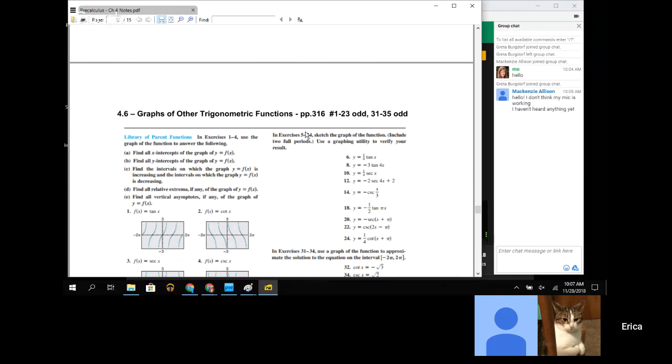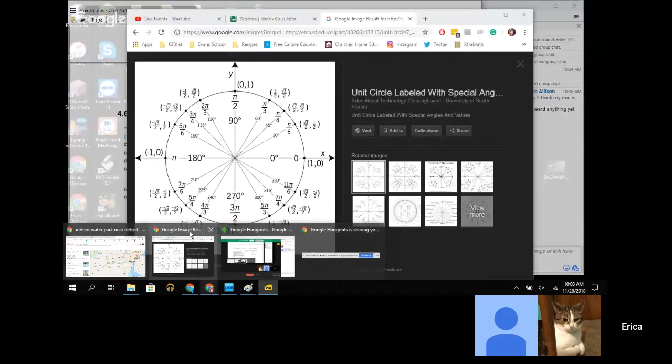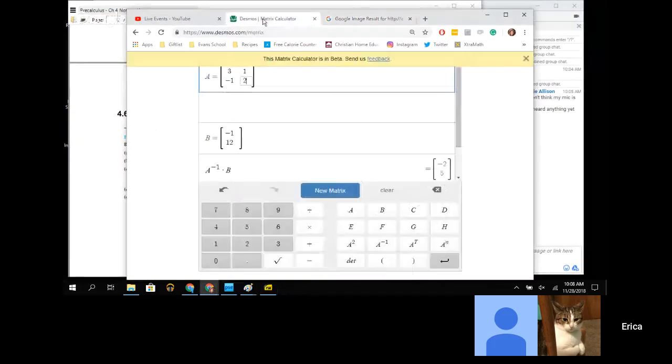So this is graphs of other trigonometric functions. We talked a lot about 4.5, which is the graph of the sine and cosine curve. And so I want to talk about what the graph of all of the other trig functions look like. The reason we skipped this on Monday is because it's way easier to do online where you can see it. And that version of Desmos is not going to help us. So let's go back to here.